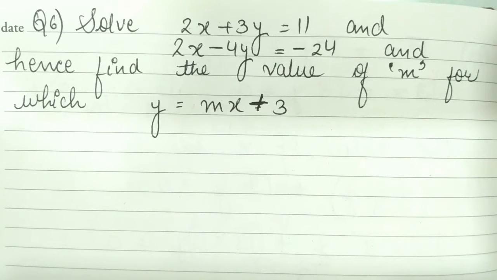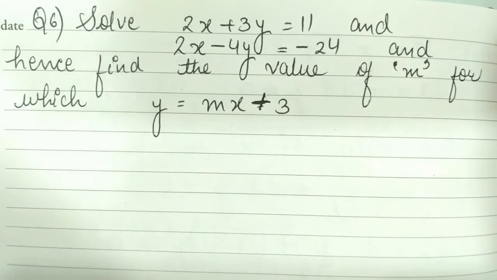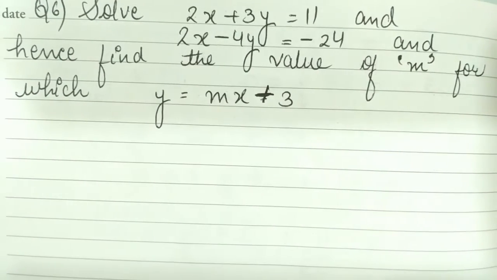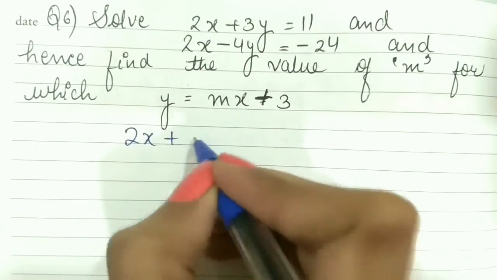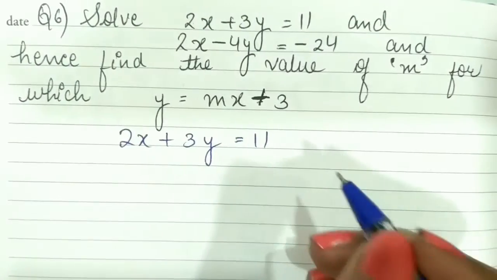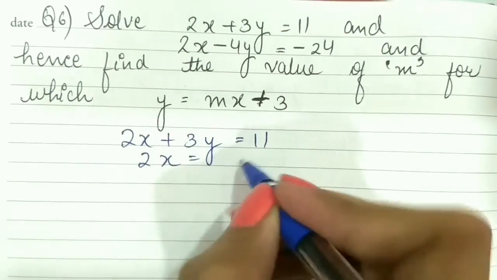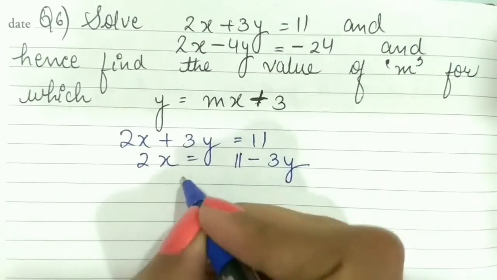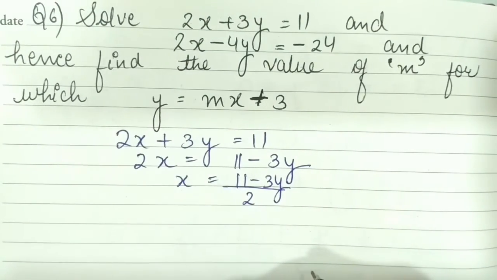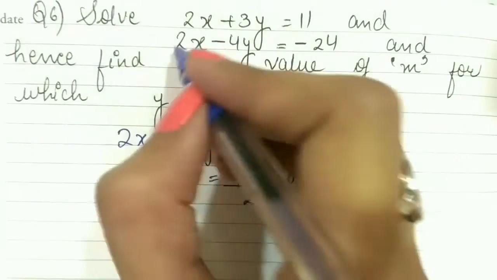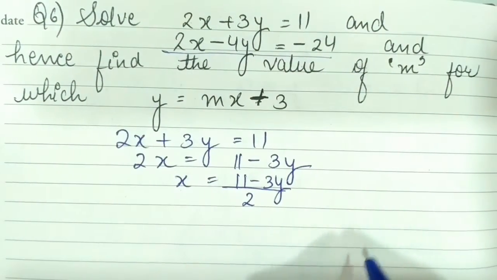6 is solve 2x plus 3y equals 11 and 2x minus 4y equals minus 24, and hence find the value of m for which y equals mx plus 3. We are going to solve this question by the substitution method. 2x plus 3y equals 11. The value of x will be 11 minus 3y upon 2. Now we are going to put this value of x in equation second.